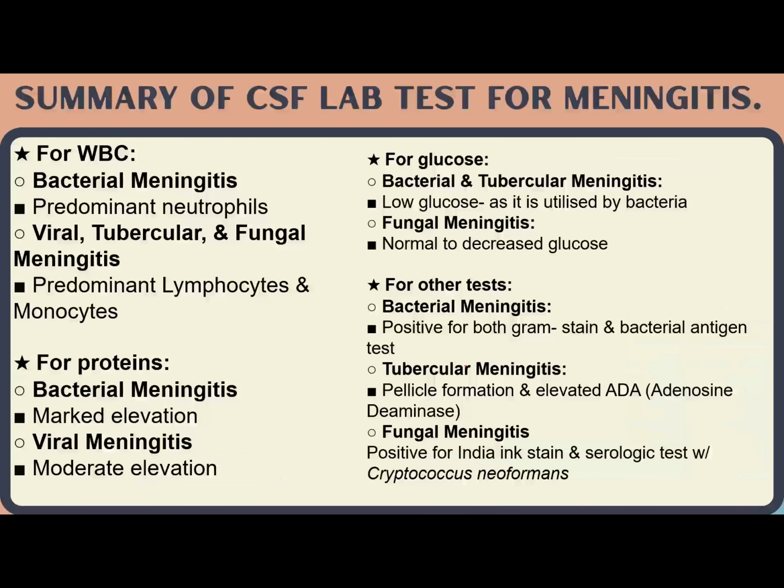Summary of CSF lab test, class, for meningitis. So for WBC, class, kapag may bacterial meningitis ka, predominant is neutrophil. For viral, tubercular and fungal meningitis, predominant lymphocytes and monocytes. For protein, bacterial meningitis markedly elevated. For viral meningitis, proteins are moderately elevated. For glucose, bacterial and tubercular meningitis, you would have low glucose, class. For fungal meningitis, normal to decreased glucose.